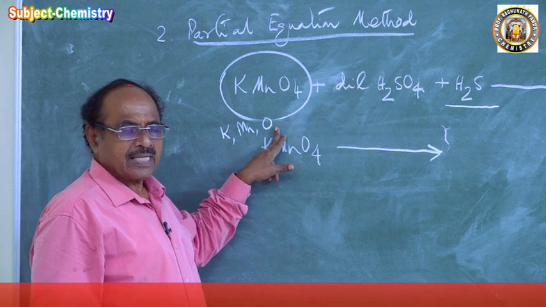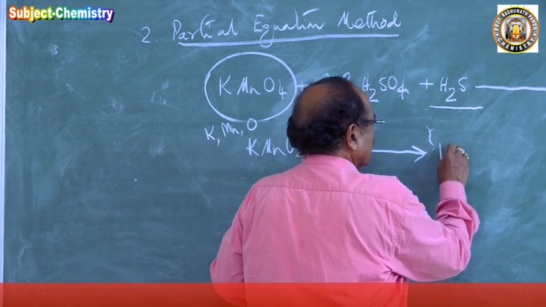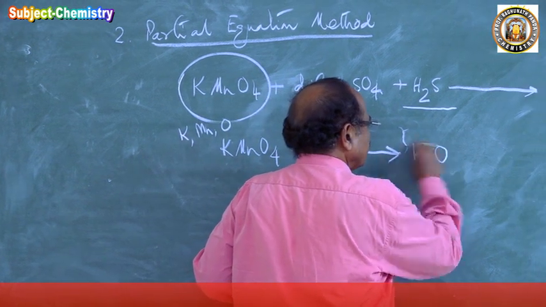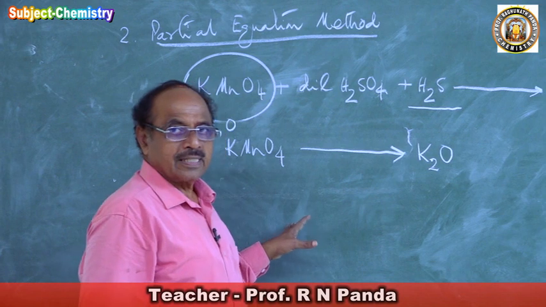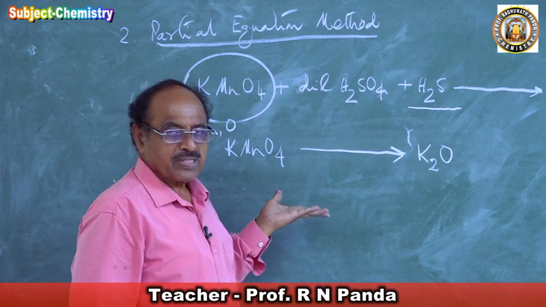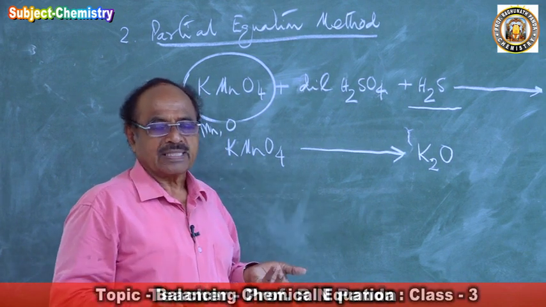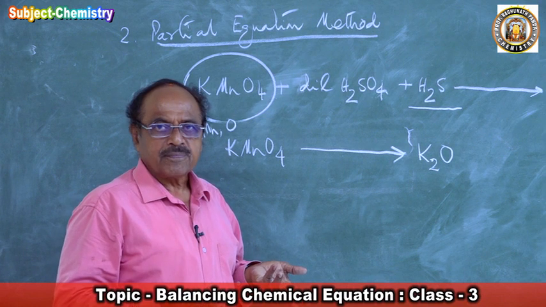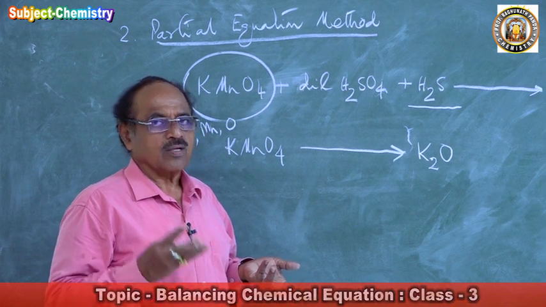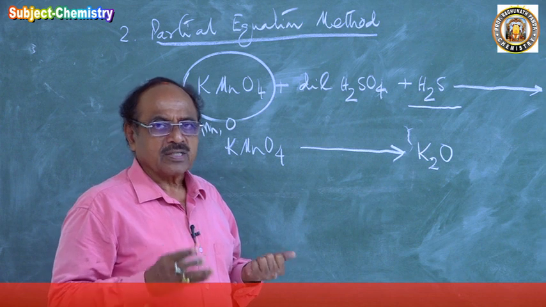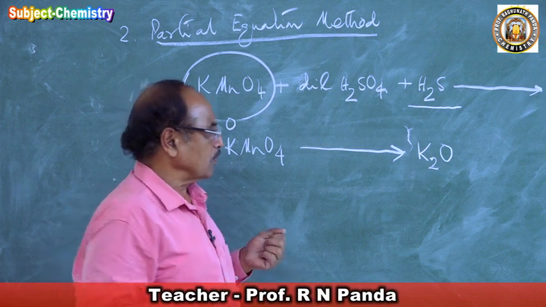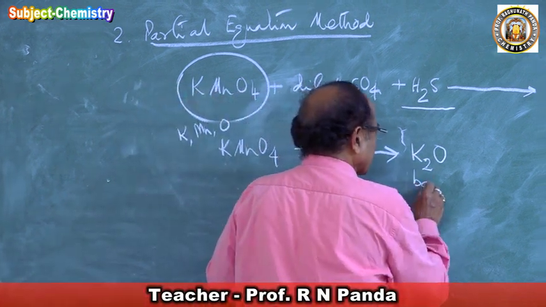Potassium will react with oxygen to form what? Potassium oxide. But I have taught you, all the electropositive metals react with oxygen to form their oxides. These metallic oxides are strongly basic. This is basic.